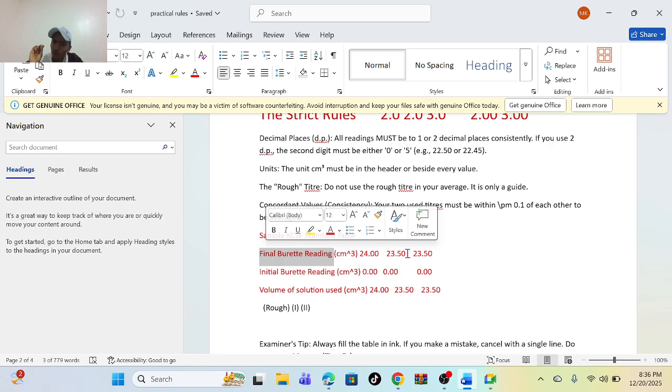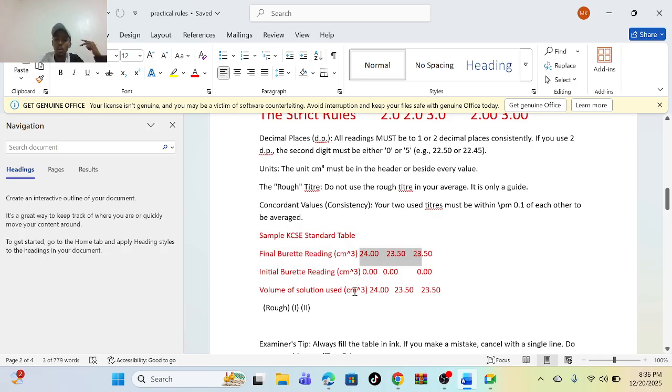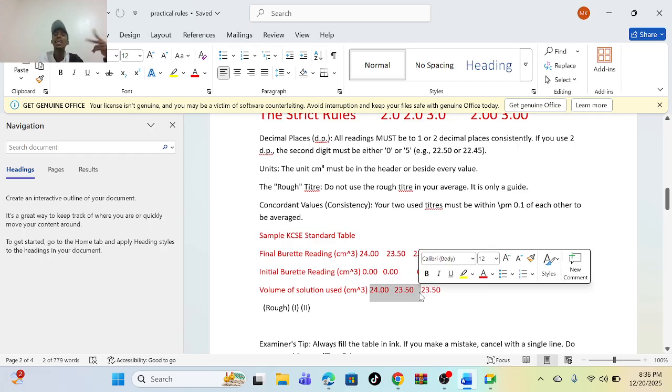If you have used two decimal places, use two decimal places for all. If one decimal place, use one decimal place for all. And what does all mean? Final burette readings, use one decimal place; initial readings, use one decimal place; final solution, use one decimal place; the answer that you will get, use one decimal place, because it will be marked.